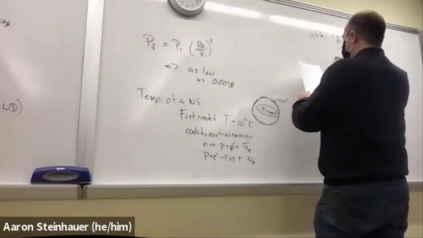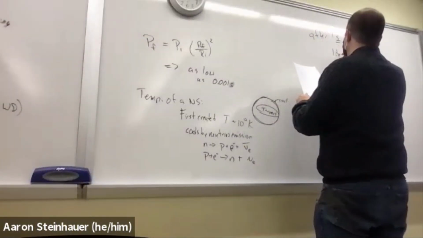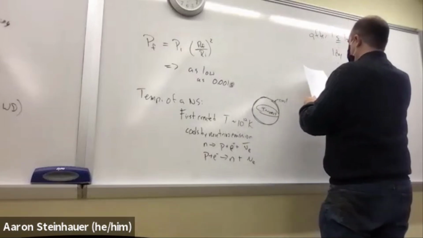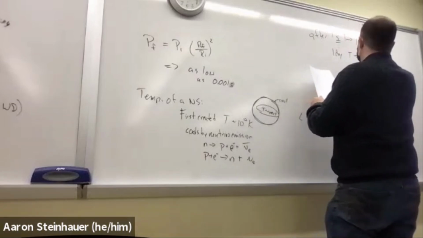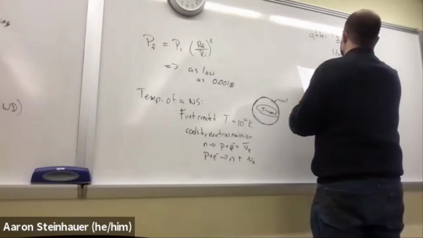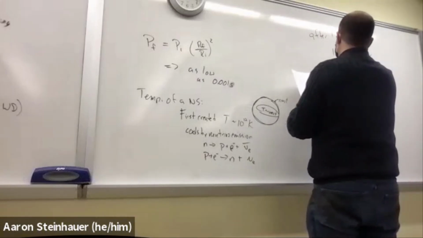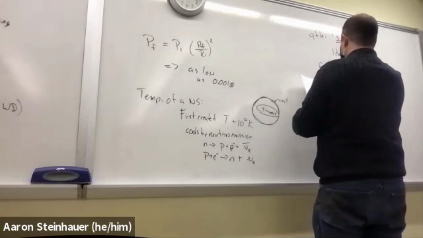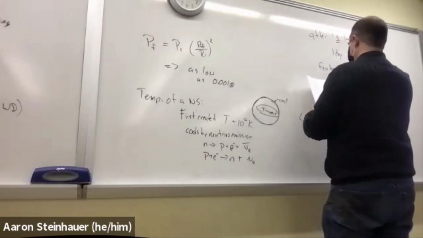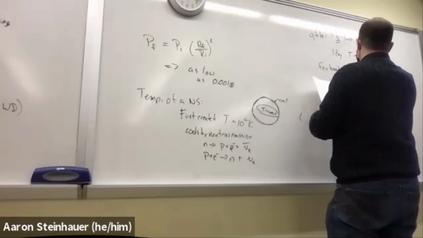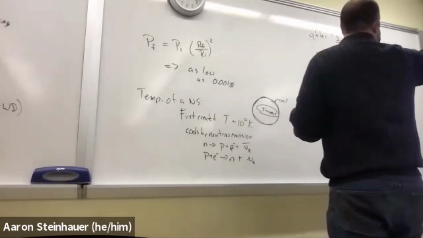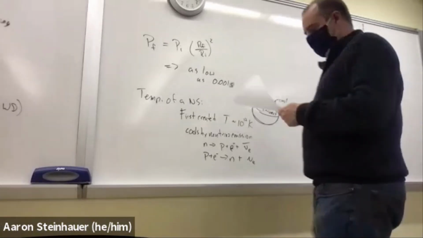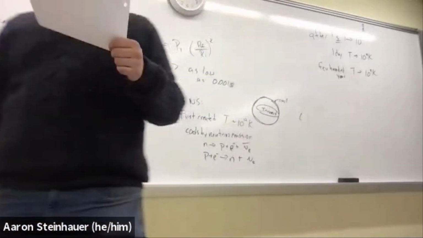And then after about 1 day, temperature has gone to about 10 to the 9 Kelvin. And then after a few hundred years, it slows down, obviously, to about 10 to the 8 Kelvin. So this guy's probably at the center, about 10 to the 8 Kelvin.